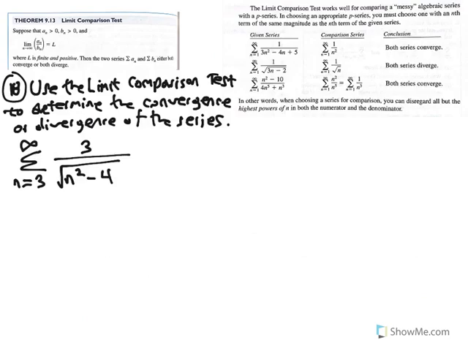So we're now looking at number 18. Use the limit comparison test to determine the convergence or divergence of the series. And we have this series. And the question then becomes, what would be a good comparison test? In the previous example, we used a geometric series as our comparison series. In this example, we're going to use a p-series.